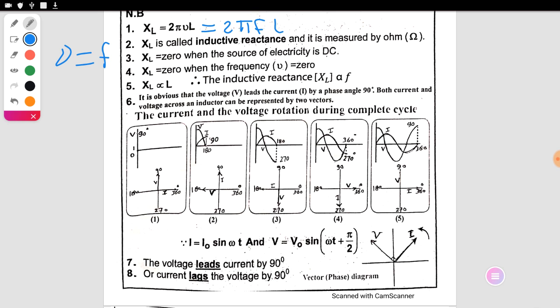But XL equals V maximum over I maximum. So it is measured by volt per ampere or ohm, which is an equivalent unit. When we connect the circuit with DC current, we observe that inductive reactance equals 0. Why does inductive reactance equal 0? Because the DC source has frequency equal to 0 and XL equals 2πFL. 0 times 2πL equals 0. This means that XL equals 0. XL equals 0 when the frequency of the circuit equals 0, but it is directly proportional with the self-inductance.